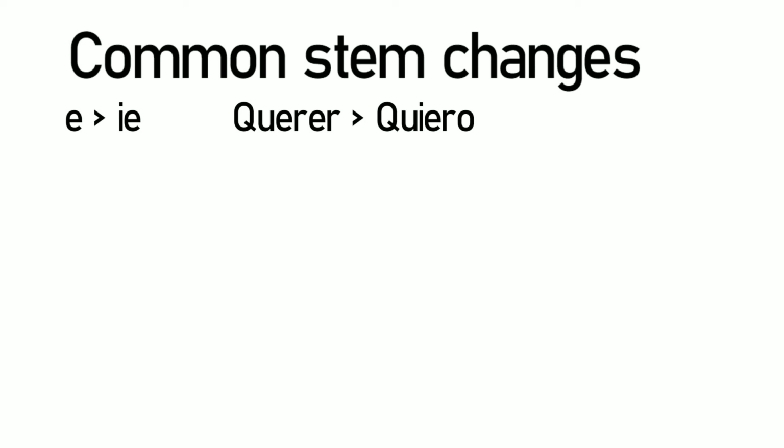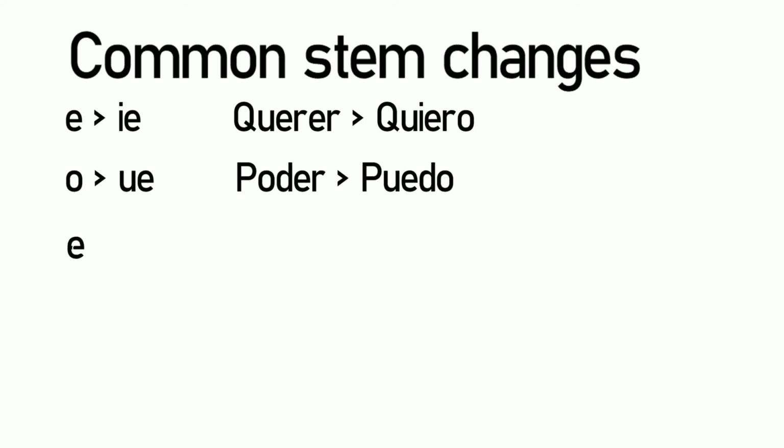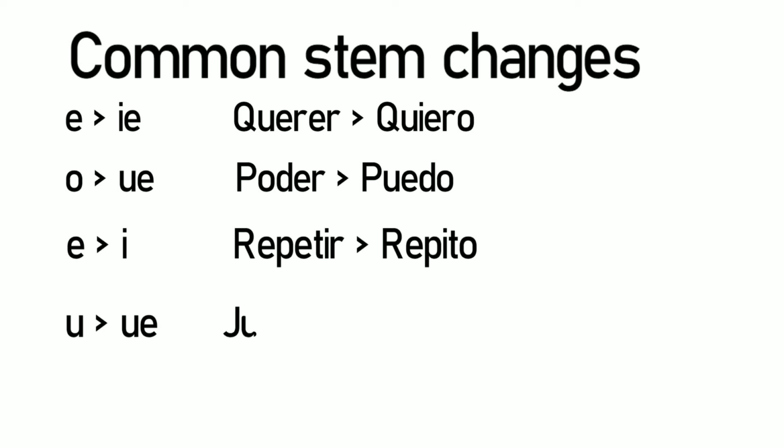The common stem changes in Spanish are E to IE. An example of that is querer, to want, becomes quiero, I want. O to UE, and my example here is poder, going to puedo, poder meaning to be able to, and puedo meaning I can. E to I, so repetir, to repeat, and repito, I repeat. And U to UE, jugar, to play, going to juego, I play.